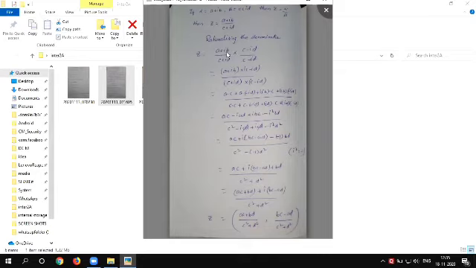General multiplication: numerator into numerator, denominator into denominator. That is (a plus ib) into (c minus id) over (c plus id) into (c minus id). Now multiplying: a into c is ac, a into minus id is minus iad, plus ib into c is ibc, next plus ib into minus id. In the denominator, c into c, c into minus id, id into c, plus id into minus id.